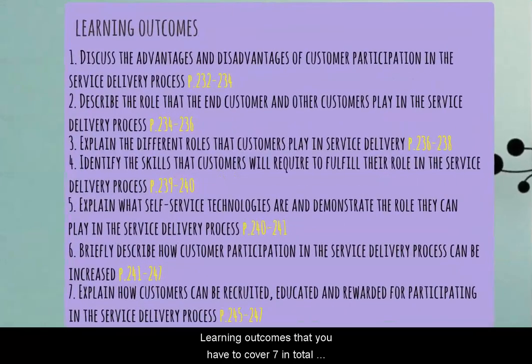Few learning outcomes that we have to cover, 7 in total. Discuss the advantages and disadvantages of customer participation in the service delivery process. Describe the role that the end customer and other customers play in the service delivery process. Explain the different roles that customers play in service delivery. Identify the skills that customers will require to fulfill their role in service delivery processes. And explain what self-service technologies are and demonstrate the role they play in the service delivery process.